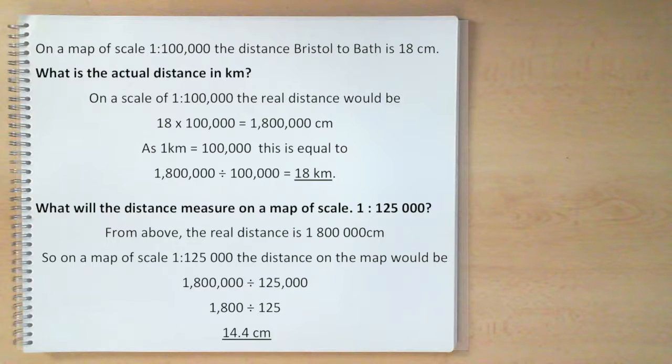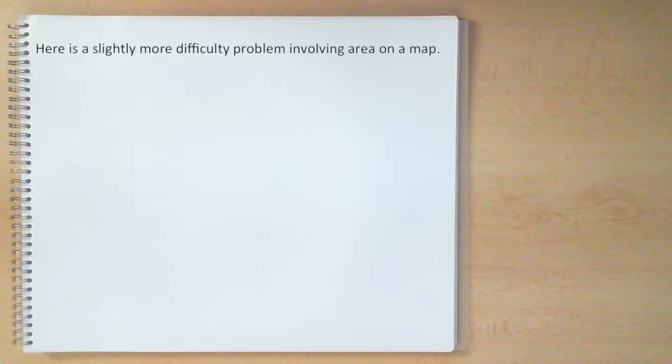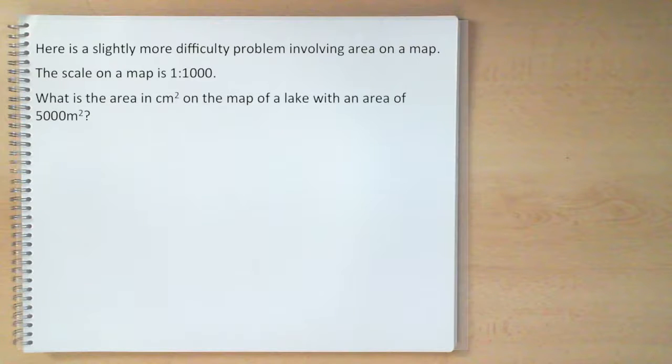Okay, let's look now at some slightly trickier examples involving areas on maps. So we're going to use a map of scale 1 to 1,000, so quite a detailed map. We want to know what is the area in centimetres squared on the map of a lake that actually has an area of 5,000 metres squared in real life.